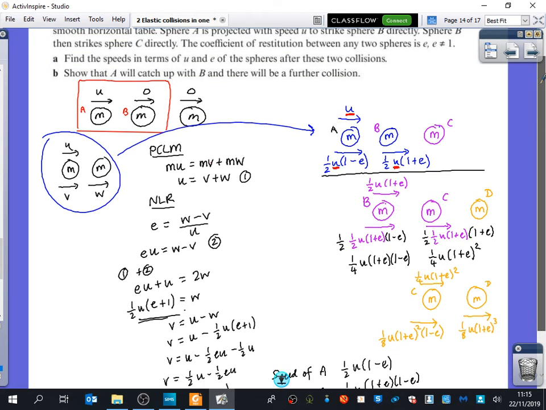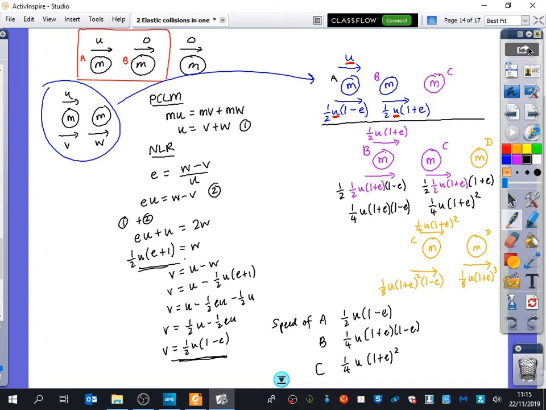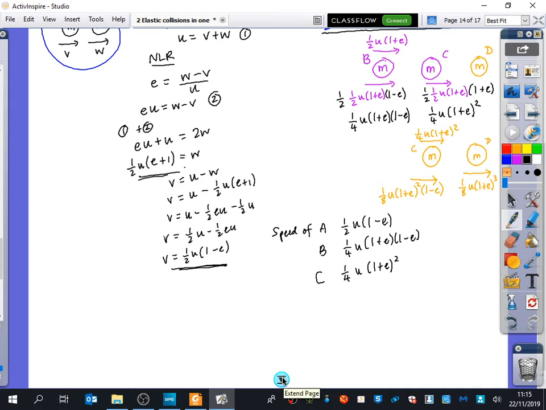That's only part A. It then says, show that A will catch up with B and there will be a further collision. So after the second collision now, B has hit C. We now want to know if this one is going to catch up with this one. What do I need to do if I'm going to try and see about if there's going to be a collision between A?